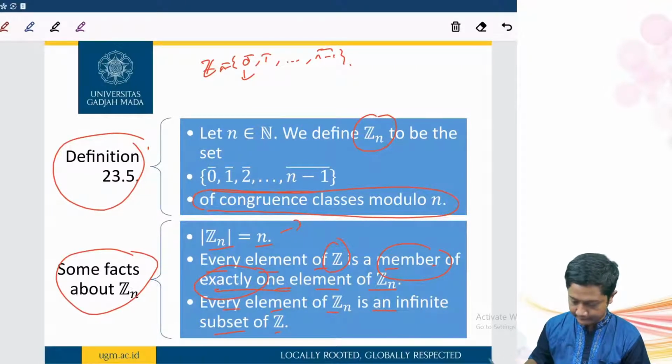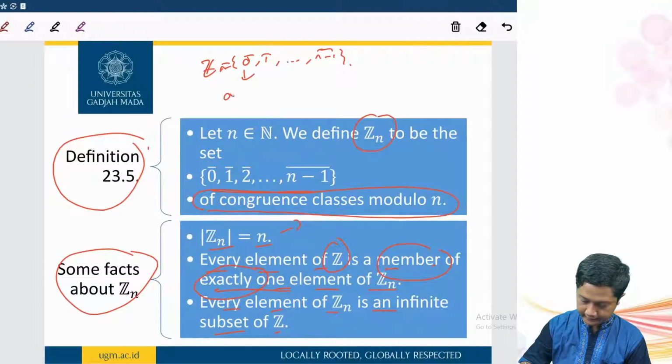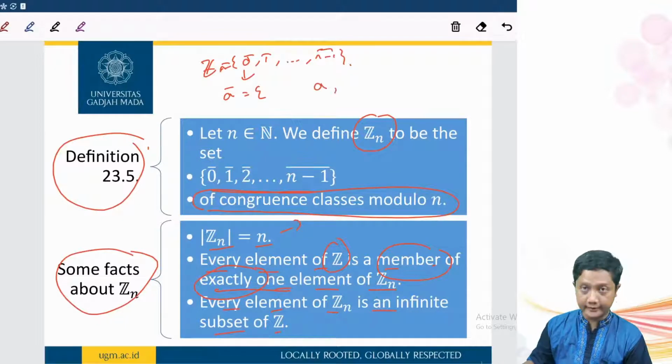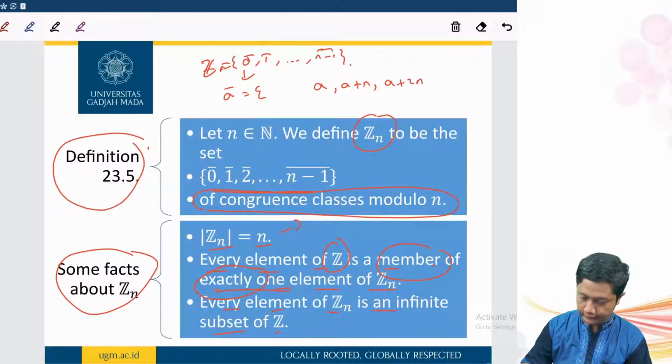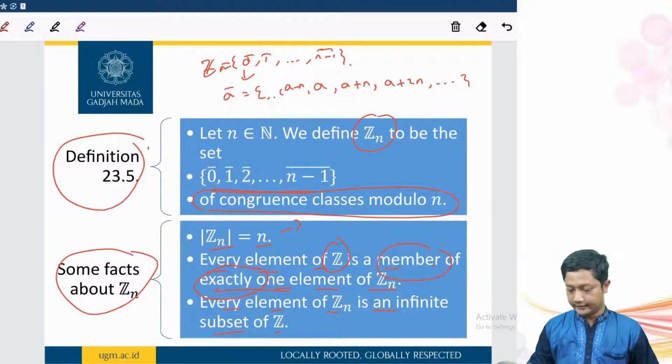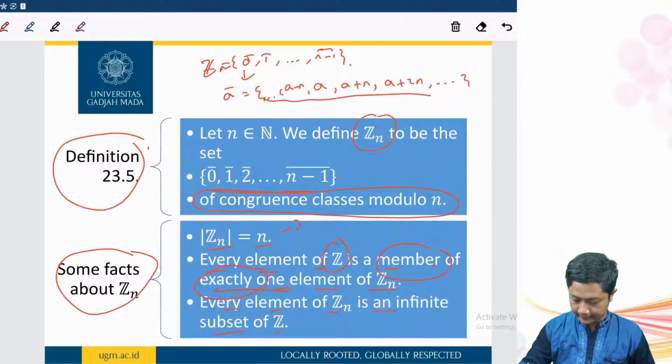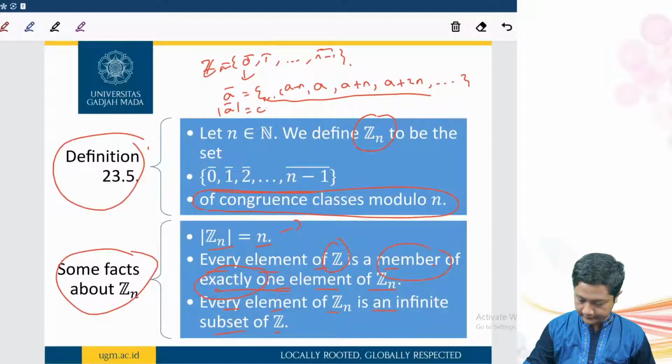Why? Because, for example, if we have A bar, I have A here, then I also have A plus n inside A bar, and A plus 2n also inside A bar, and so on. I also have A minus n, and so on. Then of course the cardinality of A bar is infinite.